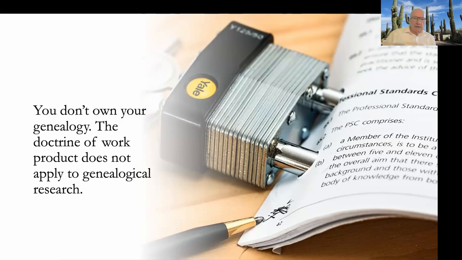Well, I don't own any of that. I own the fact that 100,000 people are related to me, and they own as much as I do of anybody in that family. So, there's this term that floats around out there called work product. Work product, by the way, is a legal term, and it has to do with work done by an attorney for a client, and it doesn't have anything at all to do with genealogical research.